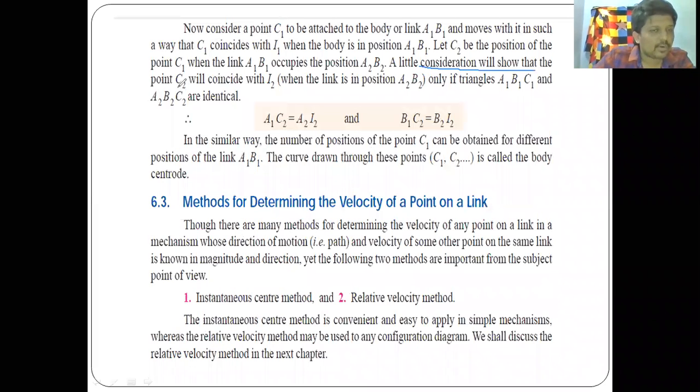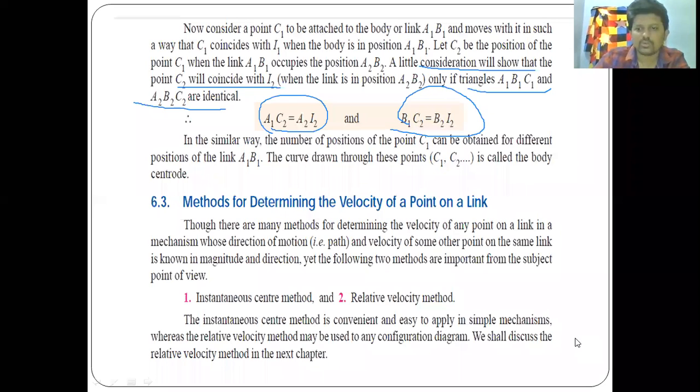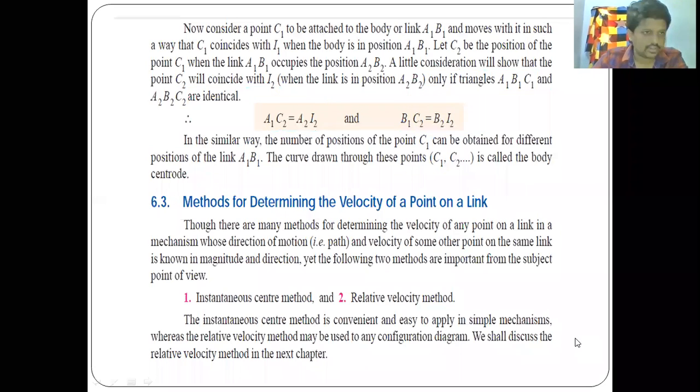What is that? Point C2 will coincide with I2 only if the triangles A1 B1 C1 and A2 B2 C2 are identical. Okay, then you have two similar relations: A1 C1 is equal to A2 C2, and B1 C1 is equal to B2 C2. Okay, this is a simple geometrical thing. I think we are now familiar with what is an instantaneous center, what are space centroids and body centroids, and how they are differentiated.